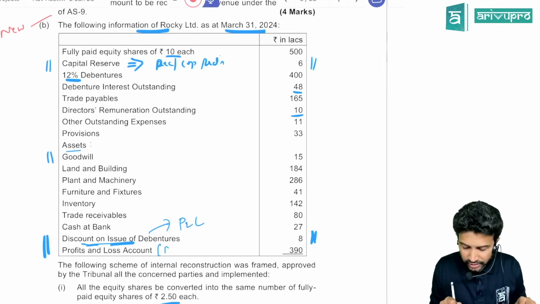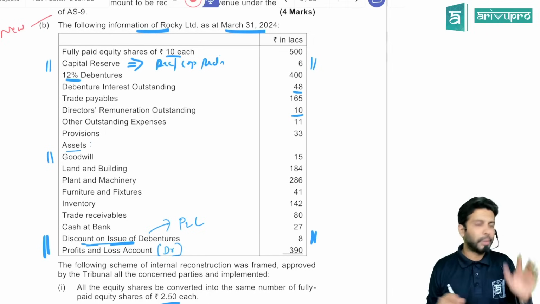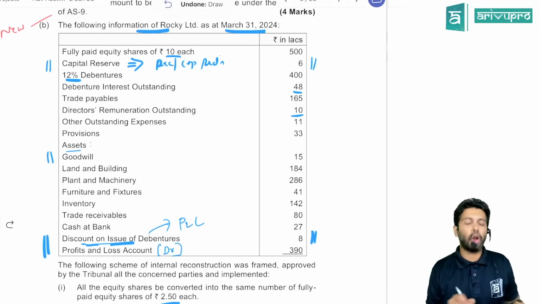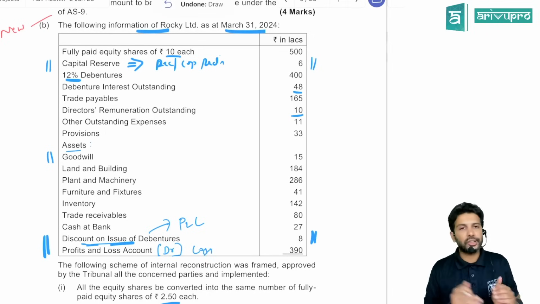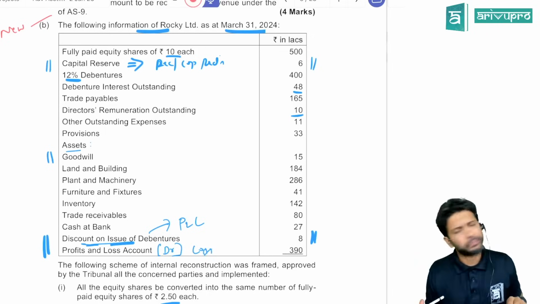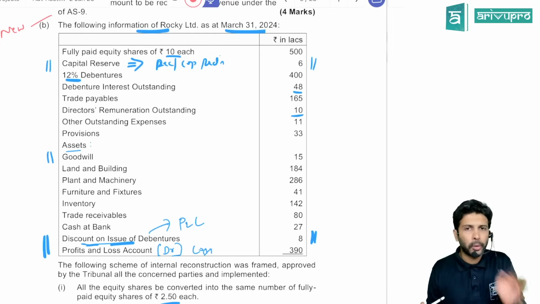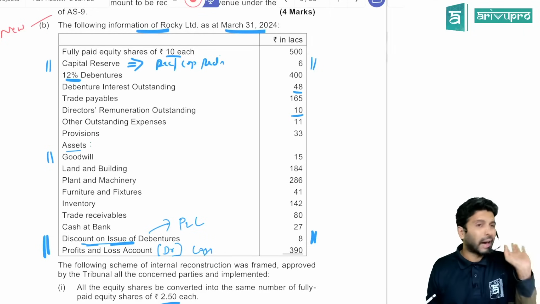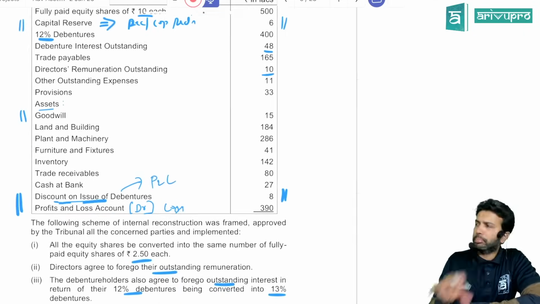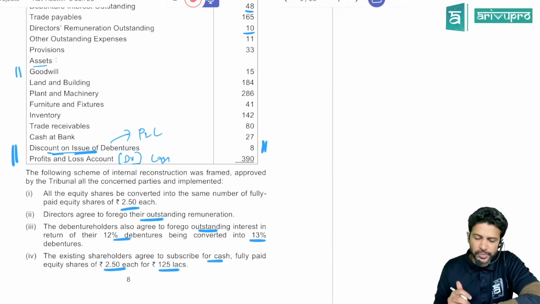That means the P&L account has a credit balance or debit balance? Debit balance. That means this is what? Profit or loss? Loss. In internal reconstruction, P&L debit balance, will we keep it? No, we will write it off, provided your reconstruction account has enough balance. Alright, so those are some pointers. Now let's read off these adjustments one by one.